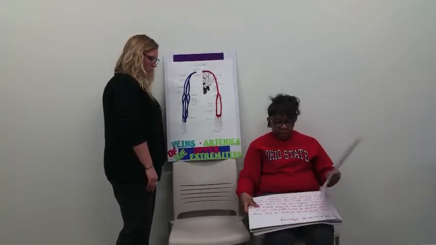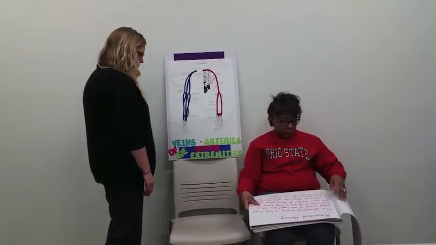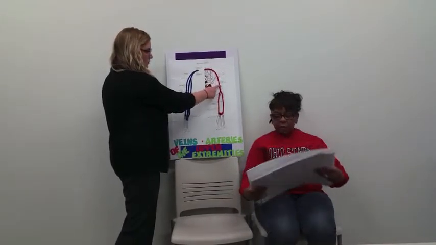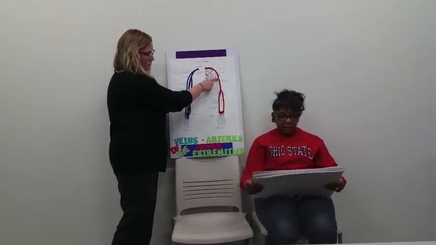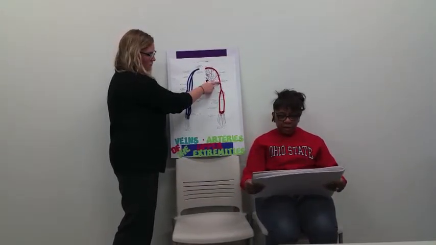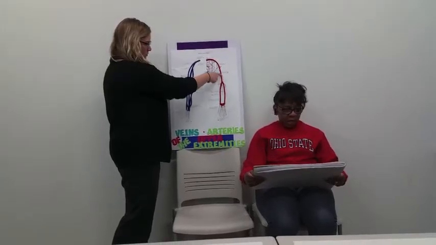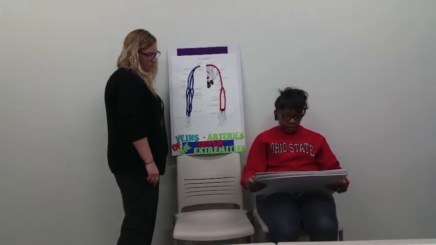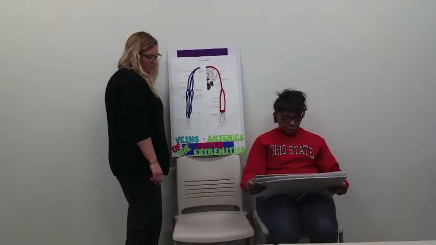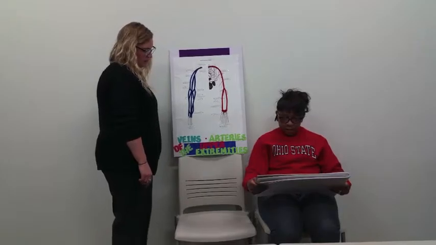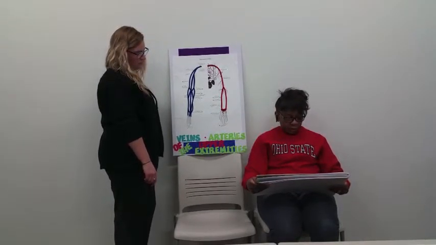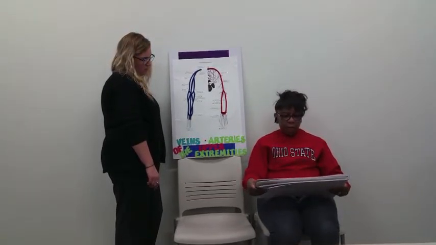Next, we have the brachial artery. The brachial artery is the major blood vessel of the upper arm. It is a continuation of the axillary artery beyond the lower margin of the teres major muscle. It continues down the ventral surface of the arm until it reaches the cubital fossa at the elbow.